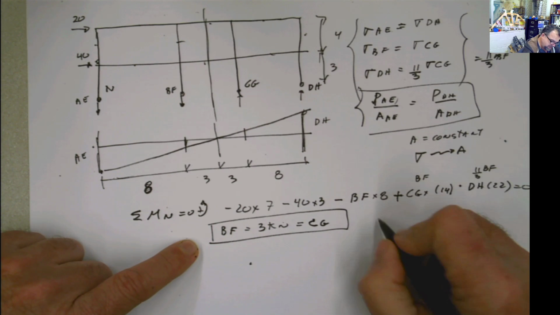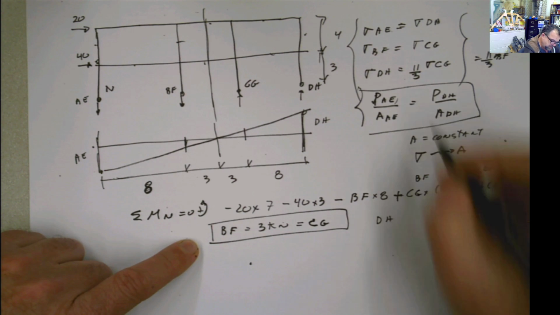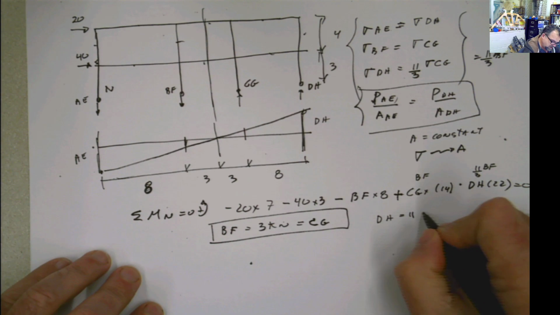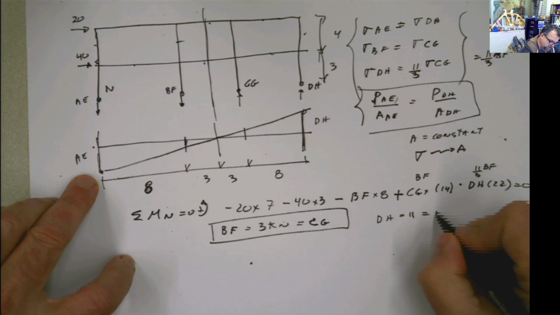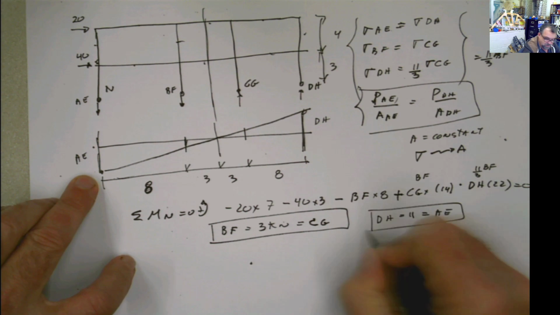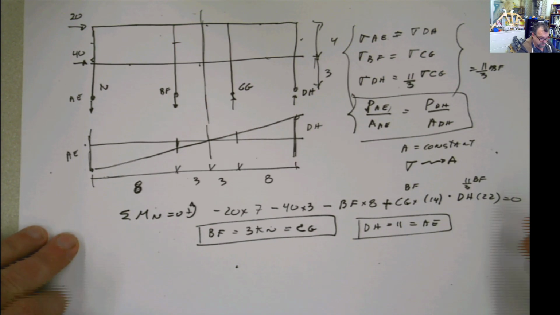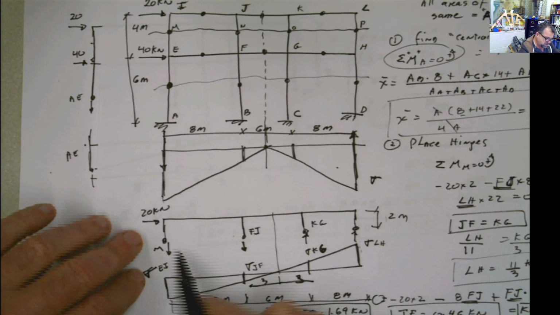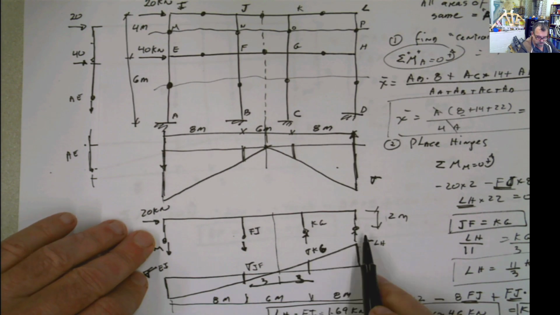And DH is going to be 11 over 3 multiplied by that, meaning this is going to be 11, and this is going to be equal to AE. And now we have the extra piece of information that we needed. So now we know the values of the internal forces in the columns. What is the next step?